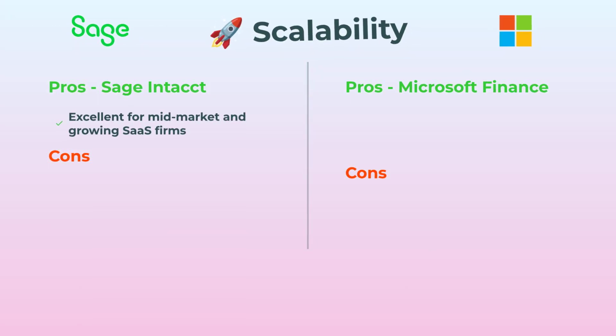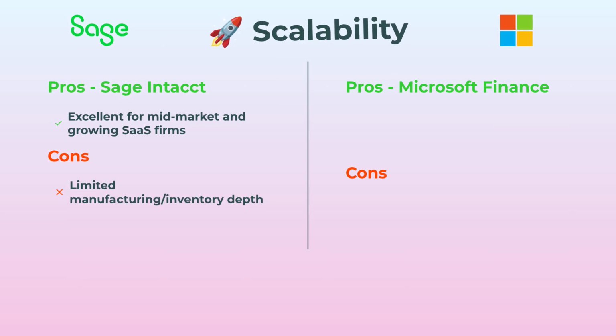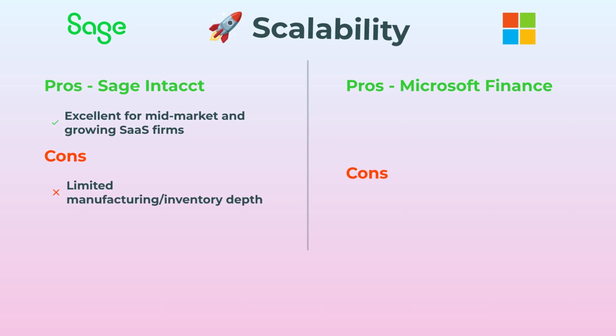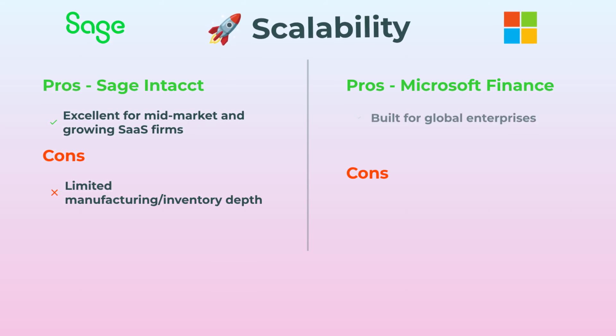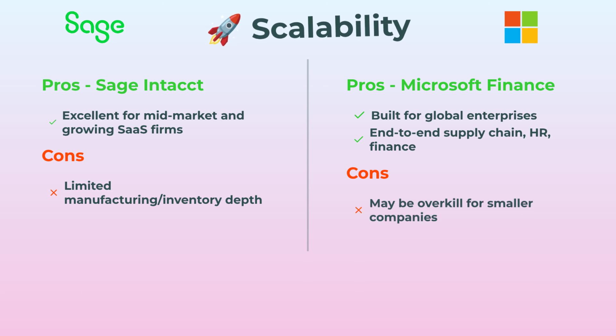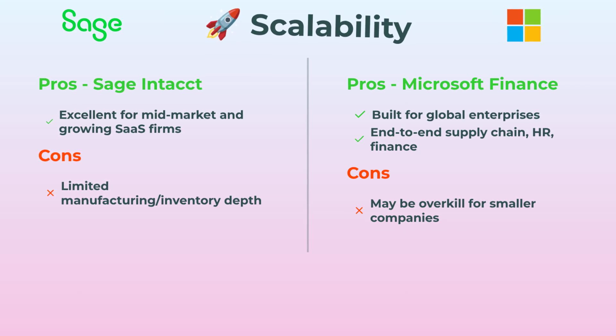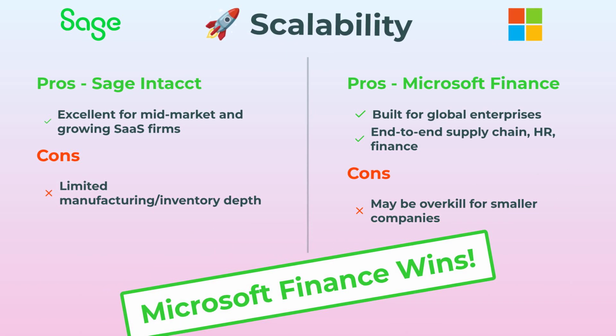Let's talk scalability. Sage Intacct is awesome for SaaS companies and mid-market businesses expecting rapid growth. Like, it'll take you a long way if you're scaling fast. But yeah, if you're in hardcore manufacturing or massive inventory management, you'll probably hit a ceiling. Microsoft Finance, though, is built for the big leagues. Global enterprises, complex supply chains, HR, finance, the whole deal. Fair warning, though, it can feel like too much if you're a smaller company. Winner for scalability, Microsoft Finance.